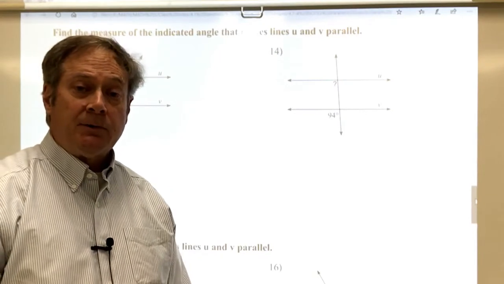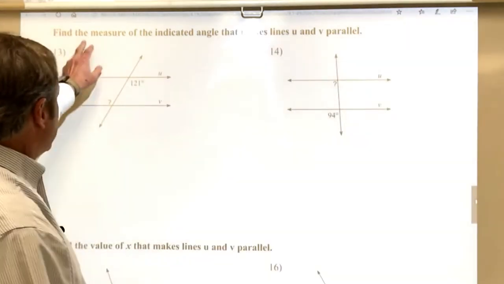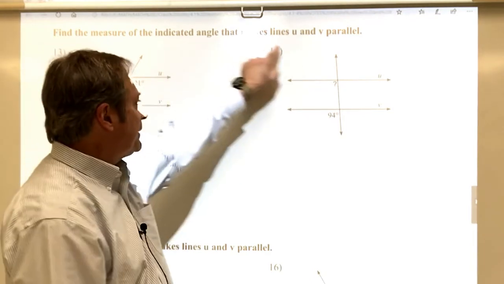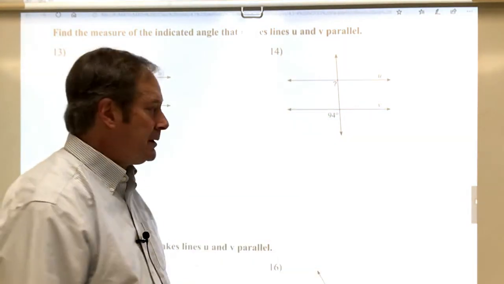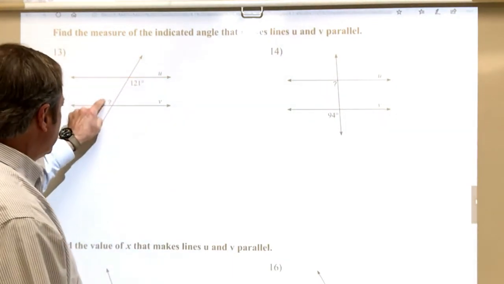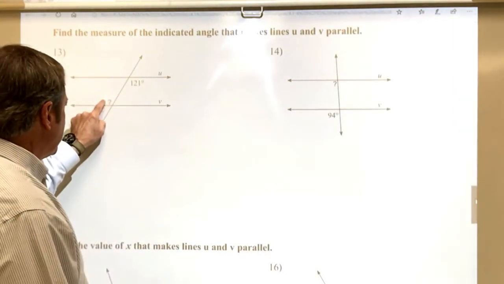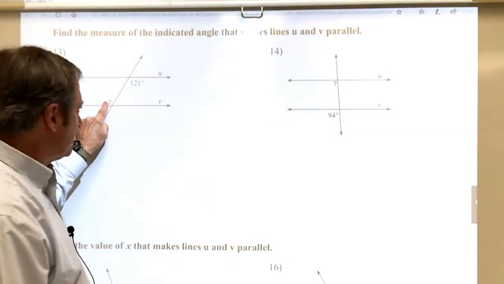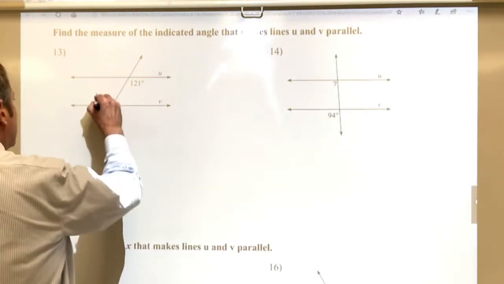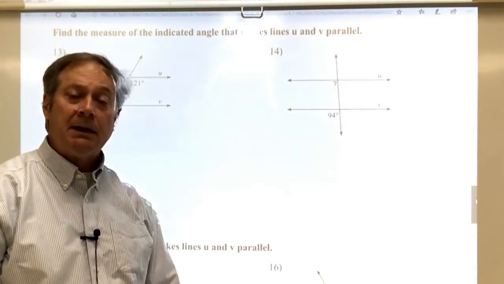Okay, problems 13 through 16 are being asked a little bit differently. Find the measure of the indicated angle, where the question mark is, that makes these two parallel. So you're thinking backwards a little bit. Now here's the point. How do we know that these two are alternate interior angles? Well, we would know that they are if this is 121, correct? Because if this is 121, then it would be congruent with that one. So 121 degrees means that those are alternate interior angles.